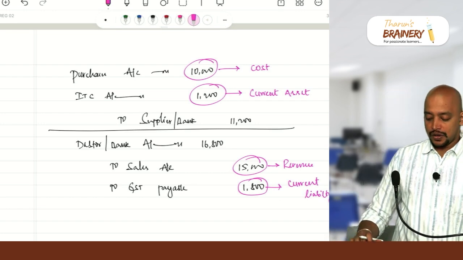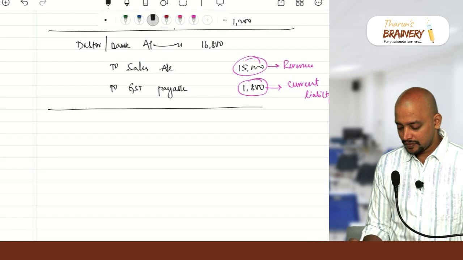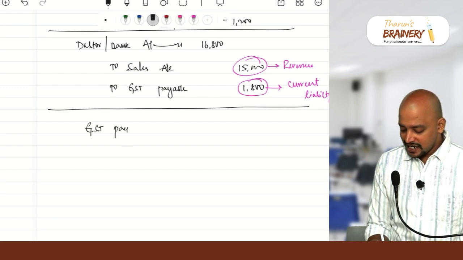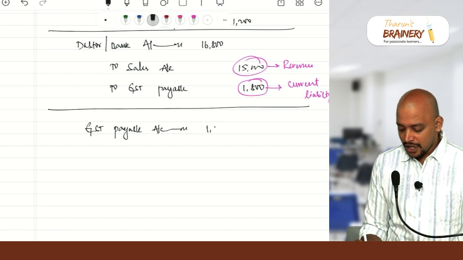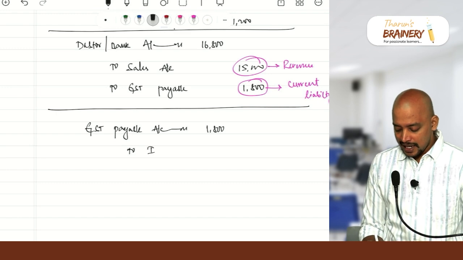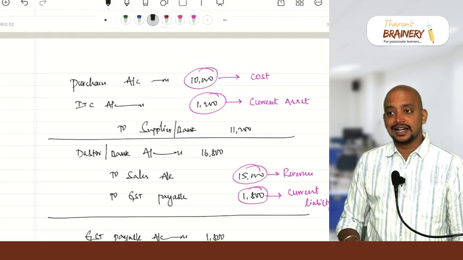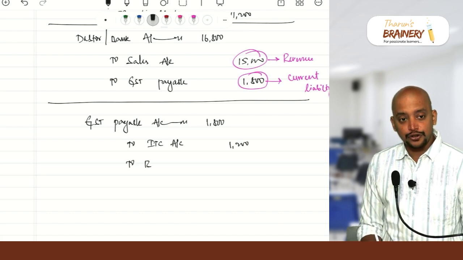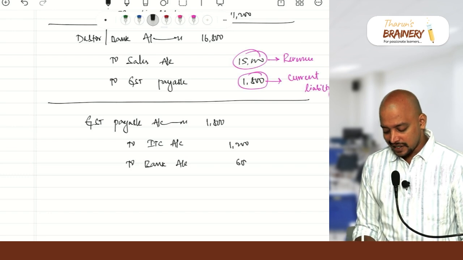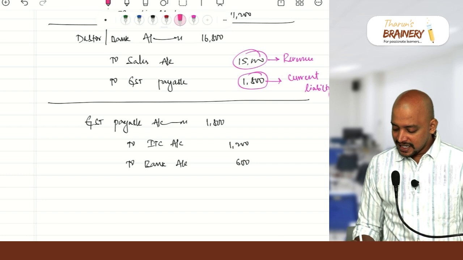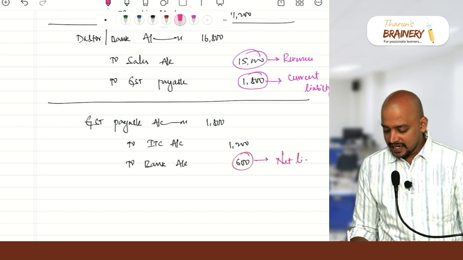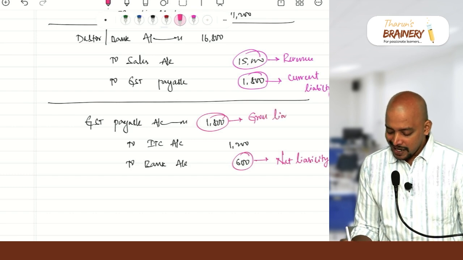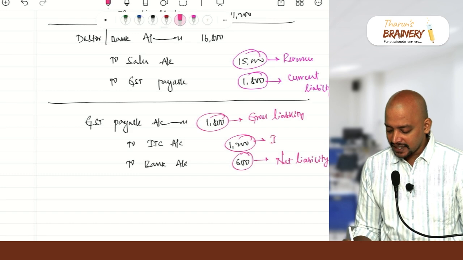Okay, understood? Now, what is the entry for set off? The liability we need to cancel. A liability shows a credit balance, so to cancel, we debit. So GST payable account debit 1,800 to ITC account. ITC, input tax credit, is a current asset which shows a debit balance. Now we are using it. So to ITC account 1,200. The remaining amount we have to pay, so to bank account 600. So this 600 is our net liability, this 1,800 is our gross liability, and this 1,200 is input tax credit.